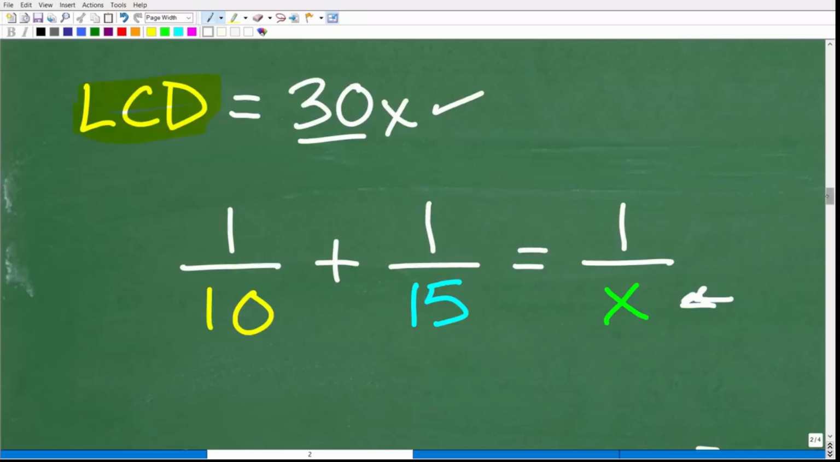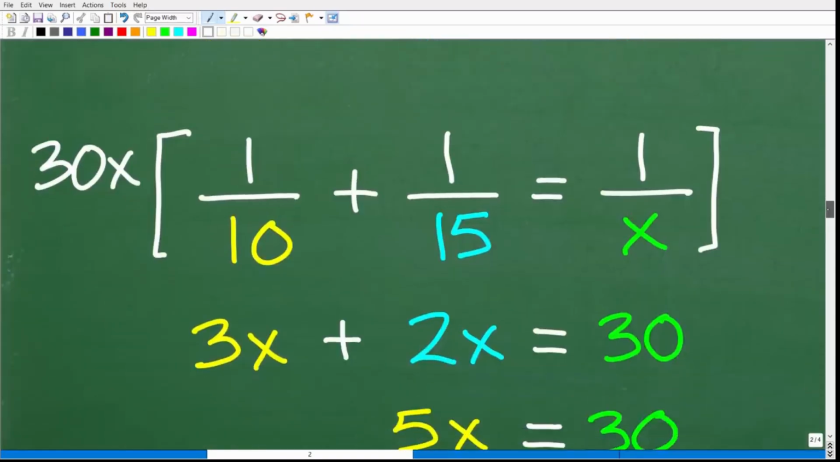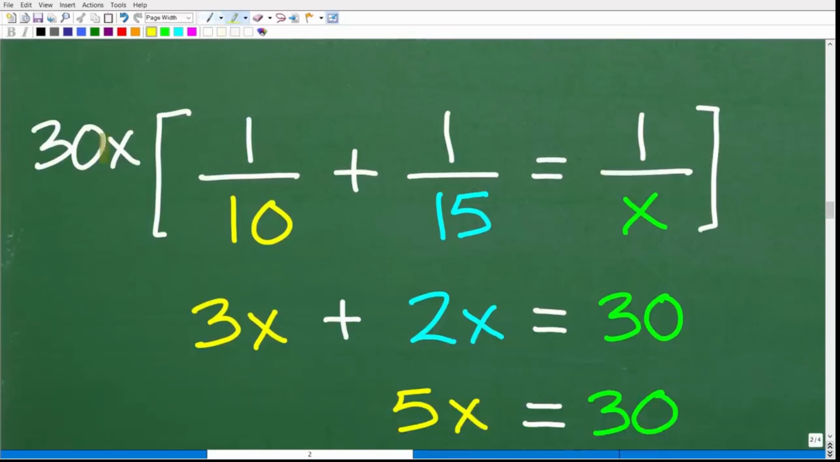All right, now what we're going to do is multiply the entire equation by the LCD. When we do that, we're basically going to clear the fractions. This makes our life a lot easier. So let's see how that works. 30x times 1 over 10: 10 goes into 30, so we're left with 3x.